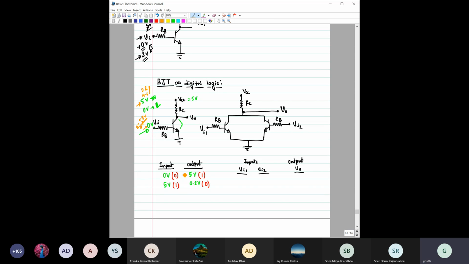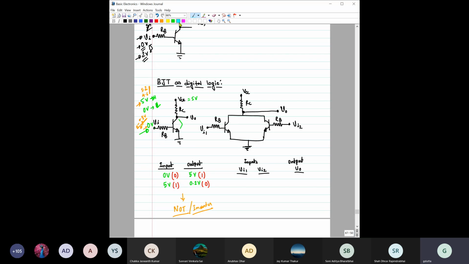So you can see, applying input at logic 0, we are getting output at logic 1, and input logic 1 gives output logic 0. So obviously this is nothing but the NOT gate, or the inverter circuit. So if you want to use this circuit for digital purposes, it can behave as a NOT gate or inverter.